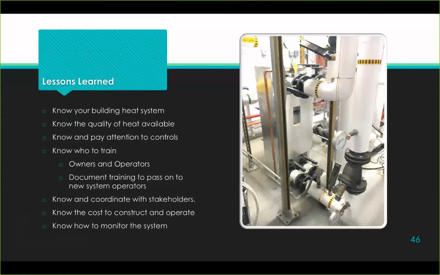Lessons learned. Over and over I've done these systems, and the most important thing is to know your building heating system. Know where you're going to be installing the waste heat. Know how it's operated, who's operating it, what quality of heat you really need. Who's going to be maintaining these systems, and make sure they're trained and they understand the systems, and that there's an operation and maintenance manual that can be passed down and forward, whether you're documenting those trainings. Videos are great, but if not, flip charts, something easy and simple for people to understand and to train anybody else who might come in after the fact.